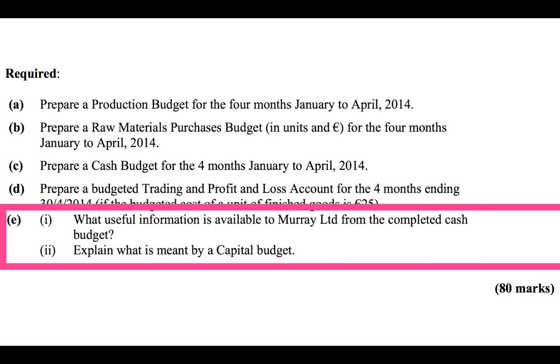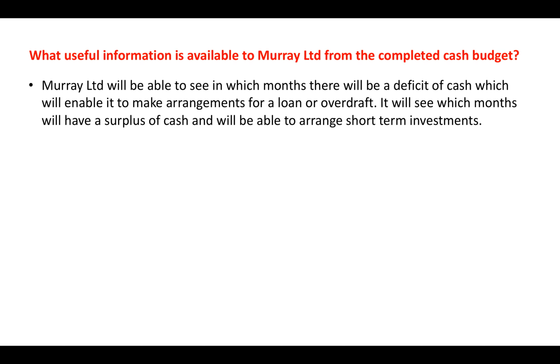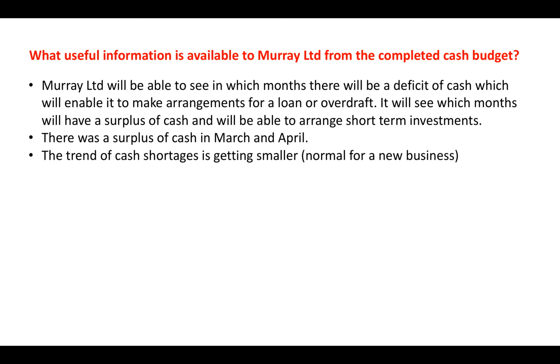So part E and the theory part then. Part 1: What useful information is available to Murray Limited from the completed cash budget? And part 2: Explain what is meant by a capital budget. So, what useful information is available to Murray Limited from the completed cash budget? Murray Limited will be able to see in which months there will be a deficit of cash, which will enable it to make arrangements for a loan or overdraft. It will see which months will have a surplus of cash and will be able to arrange short-term investments. There was a surplus of cash in March and April.